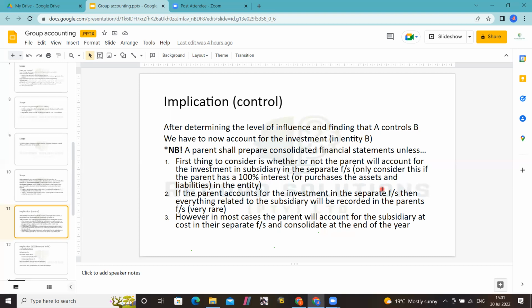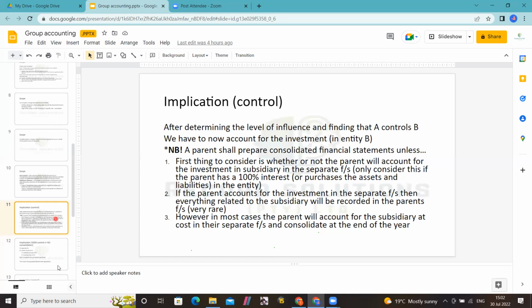You have a choice whether you record the assets and liabilities in the separate financial books or consolidate, right? So the choice only appears if it's a 100% stake. However, if it's not a 100% stake, so it's anything other than 100%, then you have to prepare consolidated financial statements. No choice. They are consolidated financial statements, right?